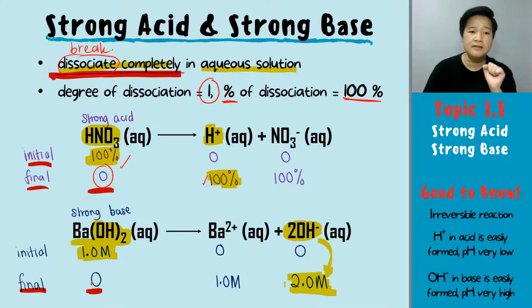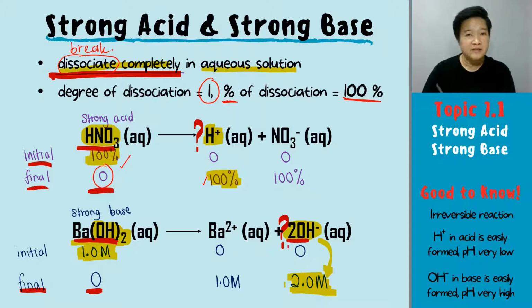So the second thing that I want you to look at is the ratio. The ratio of your H+ and your OH-. How many H+ is produced by your strong acid? How many OH- is produced by your strong base? Because that will determine the pH value. Okay? So be extremely careful with the balance equation. Make sure when you write the equation is balanced. Alright?